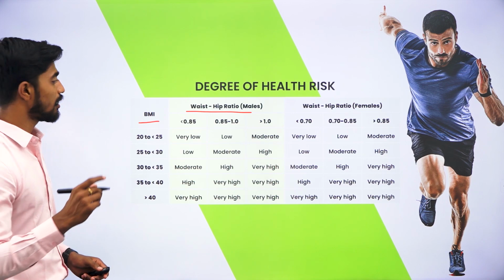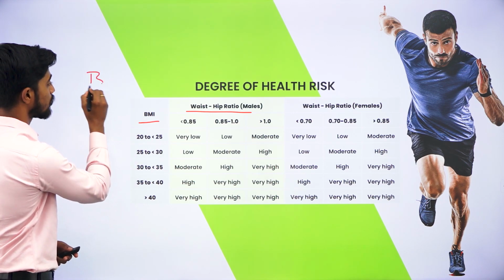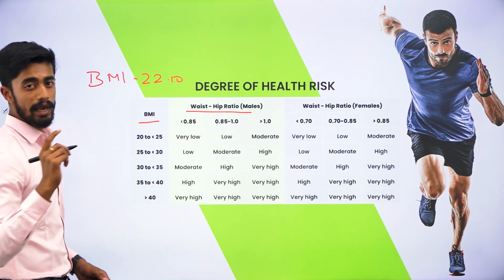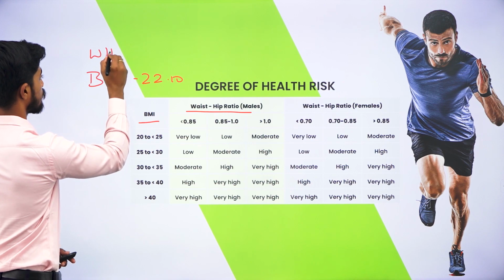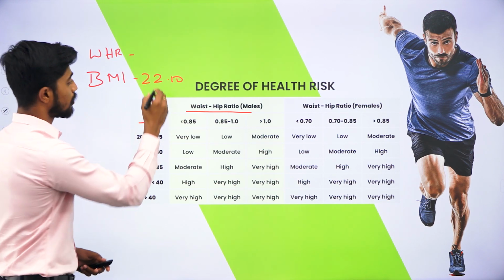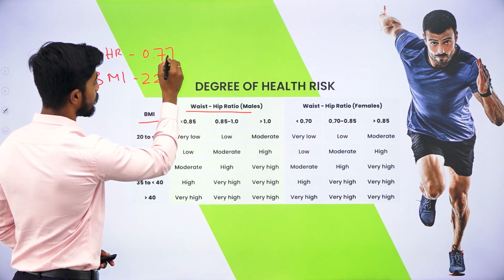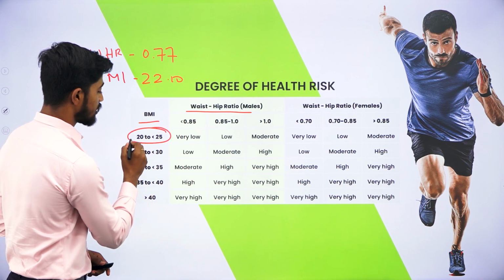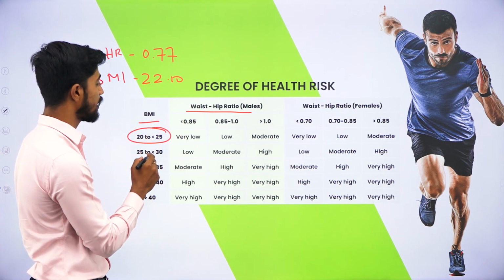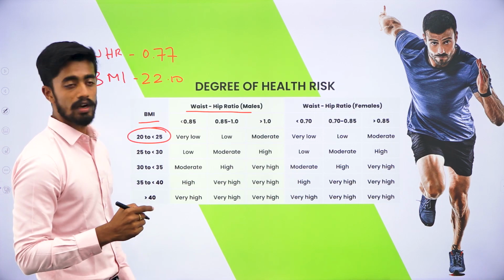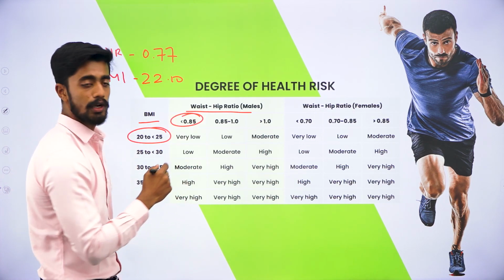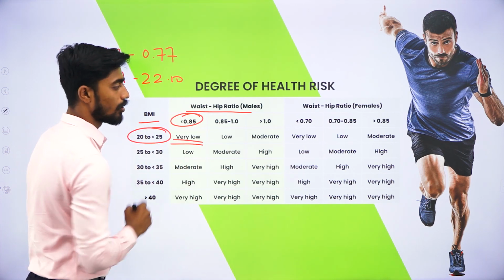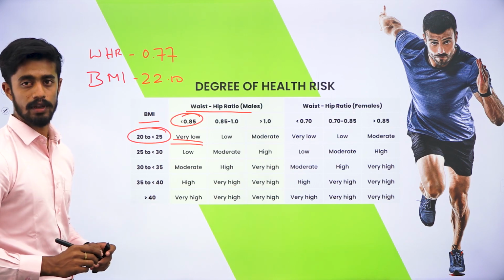I'll take my example wherein my BMI is 22.1 and waist-hip ratio is 0.77. My BMI comes in between this, that is in between 20 to below 25, and waist-hip ratio comes here, below 0.85. So the degree of health risk is very low. I hope you understood this example.